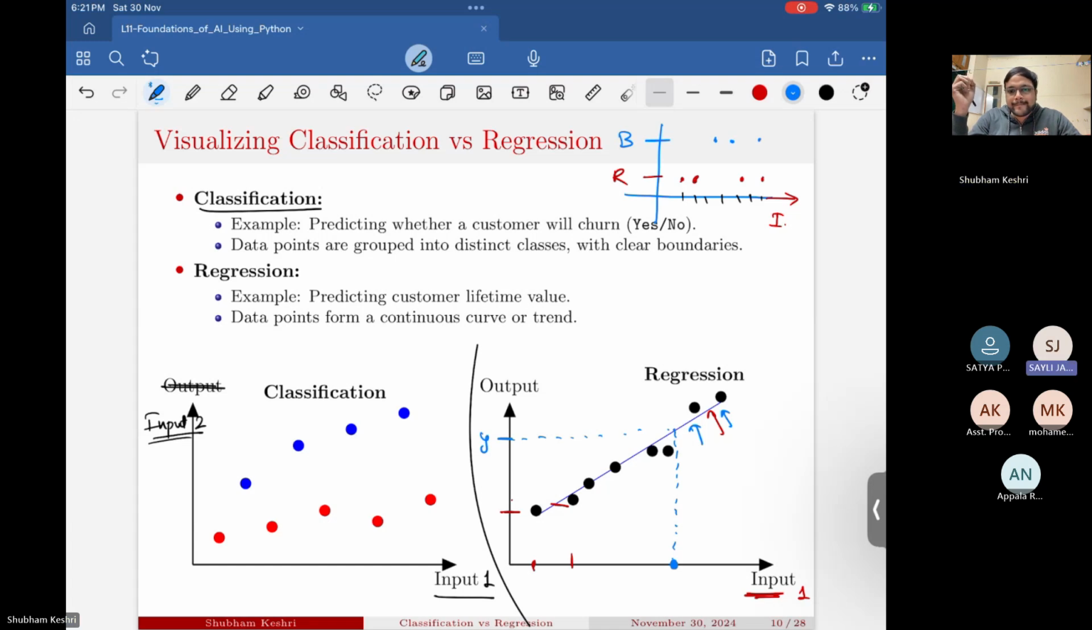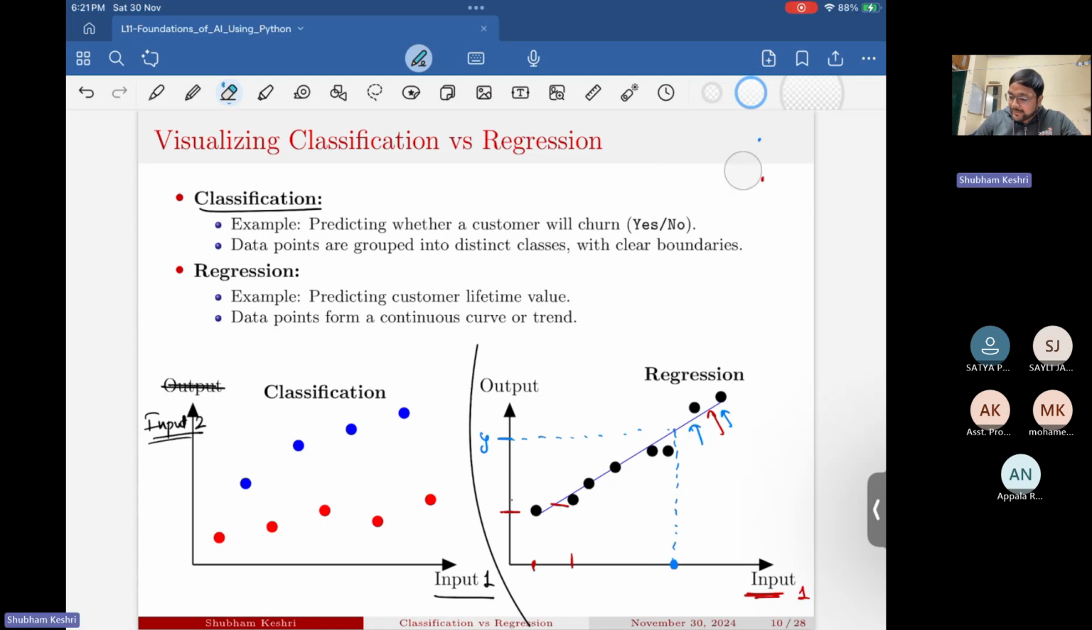Also, regression can have n-dimensional data. Yes. But the way I have drawn it here, this side is the 2D input and this side is the 1D input.